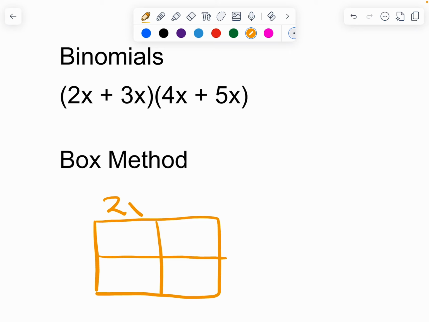Okay, there's more than one way to do this. So if I was going to do the box method to multiply these, you multiply the first, to get this box right here, you multiply the 2x and the 4x and get 8x squared. To get here, you multiply the 4x and the 3x, and you get 12x squared.